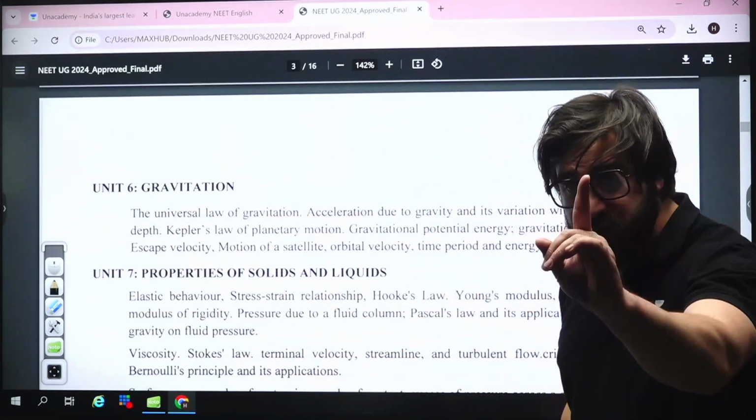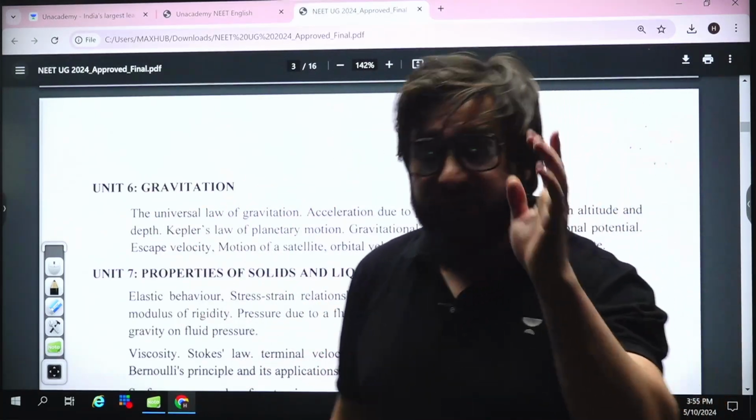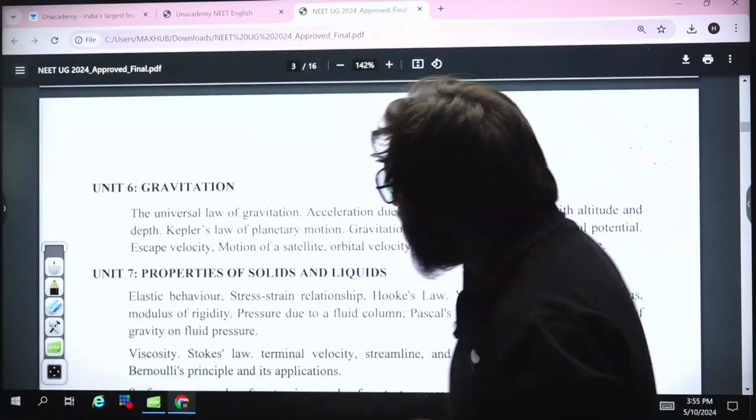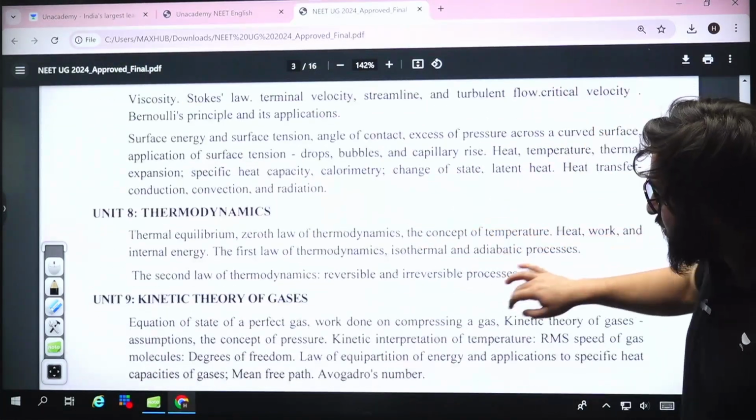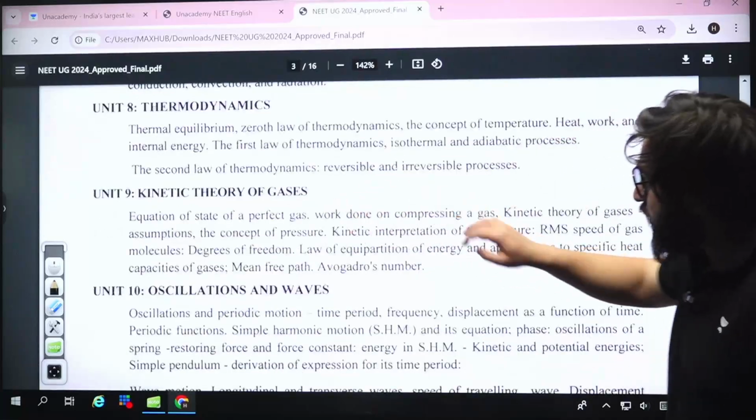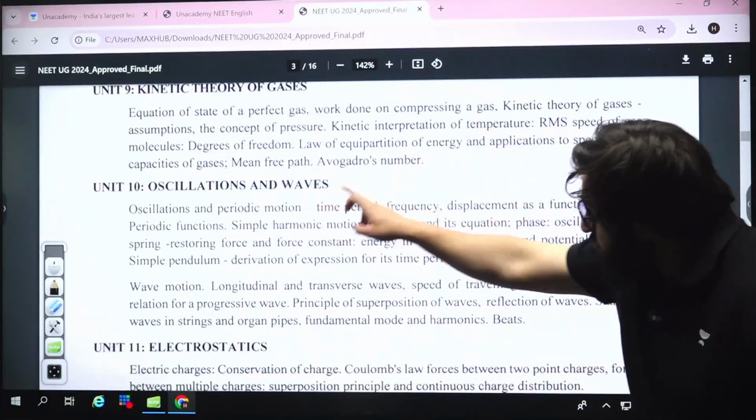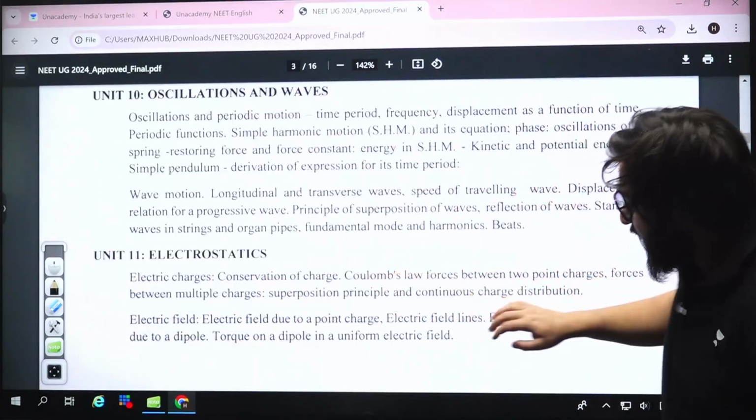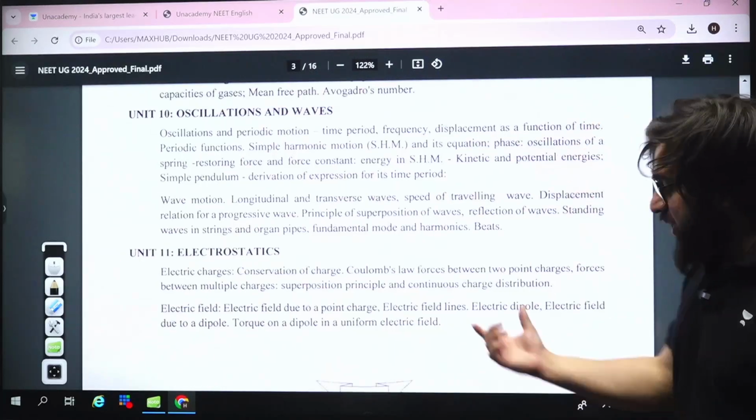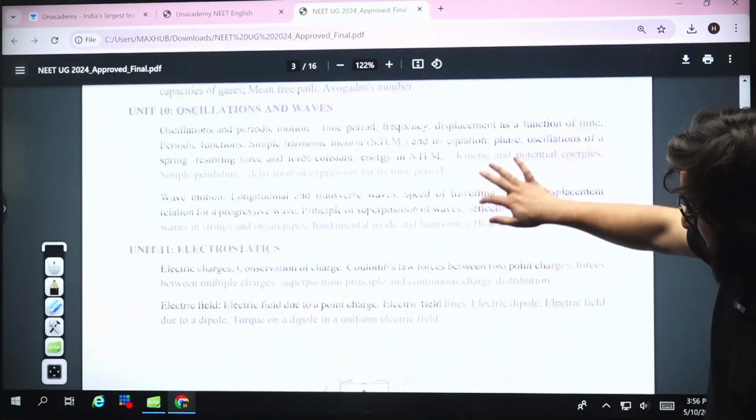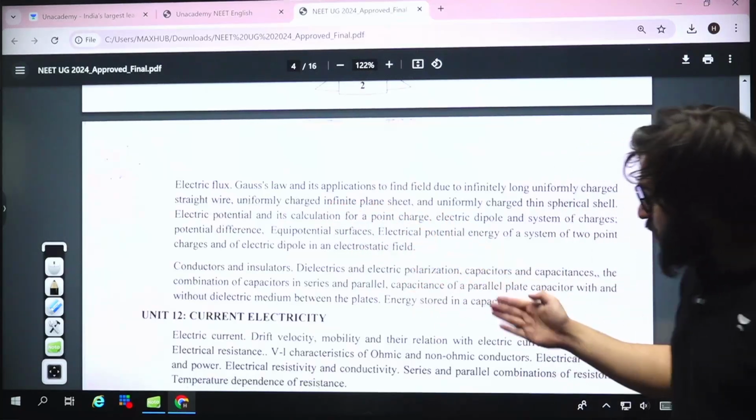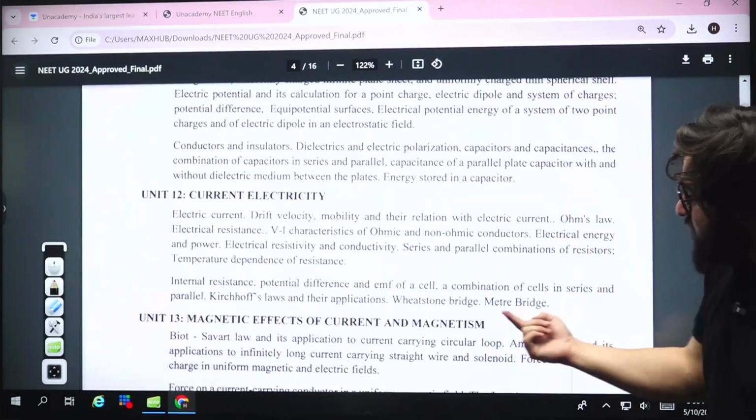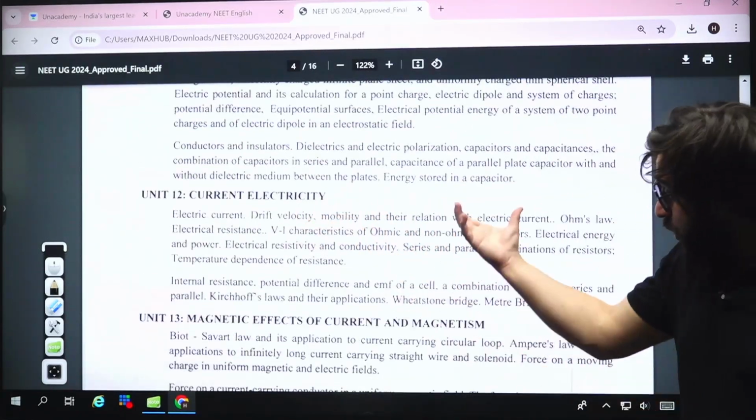I'll be answering those questions also, in which you guys have the confusion, okay? So then you have got the properties of solids and liquids. Then you have got thermodynamics. And then you have got the kinetic theory of gases, oscillations and waves. Then you have got electrostatics, okay? And you can basically take the screenshot over here. Once we are done with electrostatics, you can see all the topics which are mentioned in the electrostatics and in the current electricity, all of these topics.